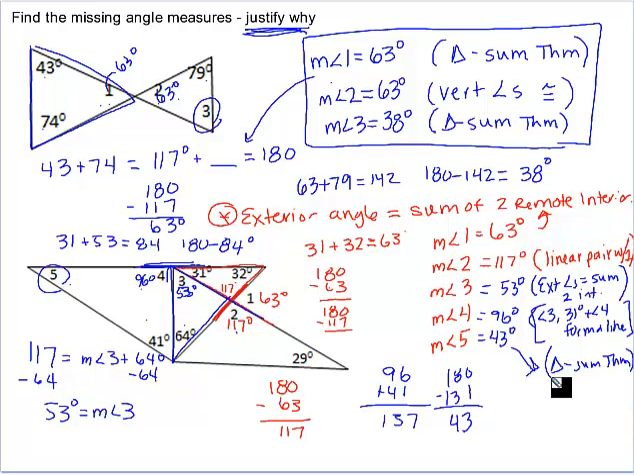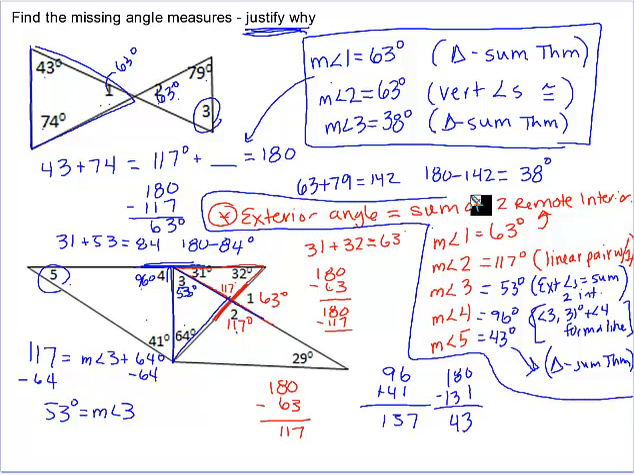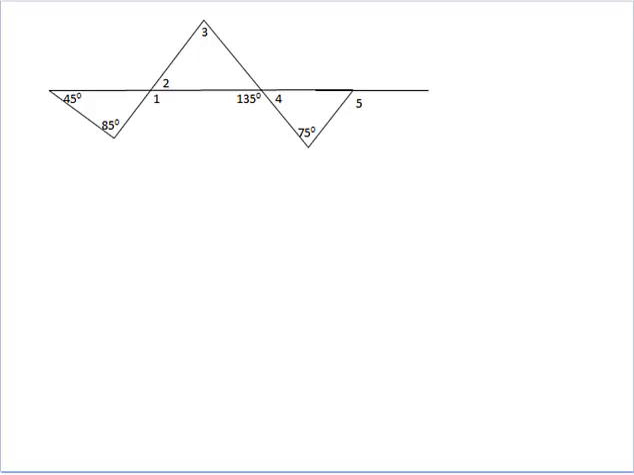Okay, so that was a slightly more complicated version, but notice how we just have to go around and find each measurement individually. And sometimes you're going to have to use a few of your previous answers to get there. All right, let's do one more like that. That's a little bit more complicated. Here we go.